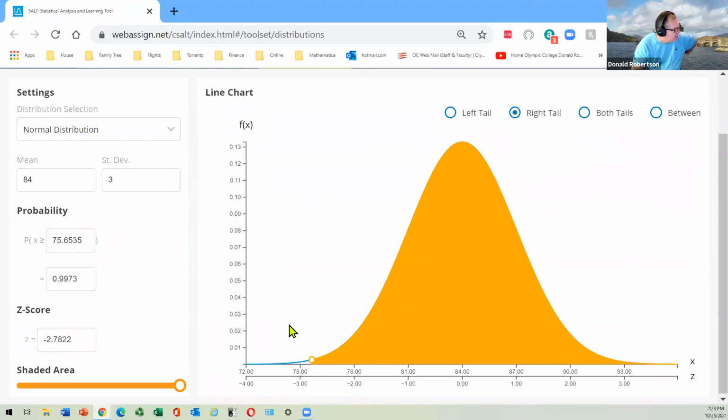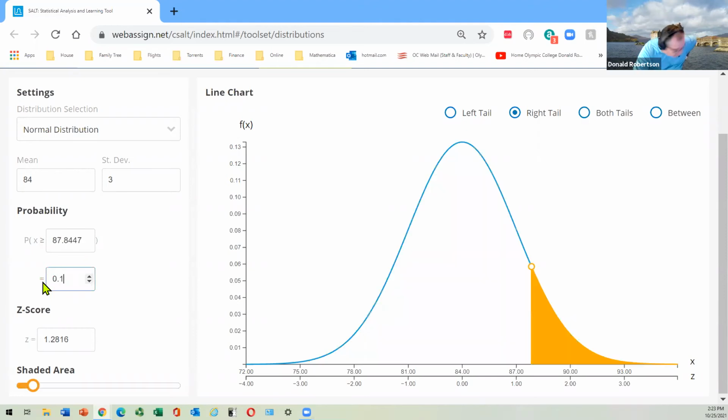Okay, now, if you're in the top 10%, don't you have to make that guy 0.10? And what do you need to get? You need to get about what, 88 in the test? 87.8, you know, round it off.